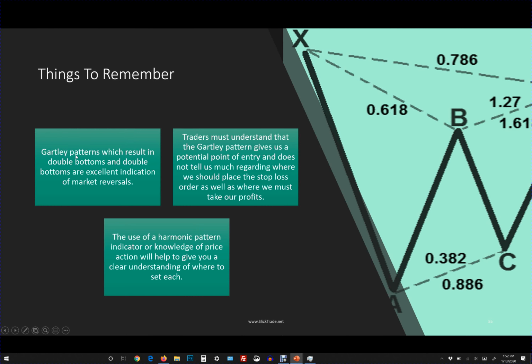Things to remember: Gartley patterns which result in double bottoms and double tops are excellent indications of market reversals. Traders must understand that the Gartley pattern gives us a potential point of entry and does not tell us much regarding where we should place a stop loss order or our target zone. The use of a harmonic pattern indicator or knowledge of price action will help give you a clear understanding of where to set each. If you're not familiar with price action, or if you're new to Forex, please feel free to check out slicktrade.net and opt into our free trading education portal.